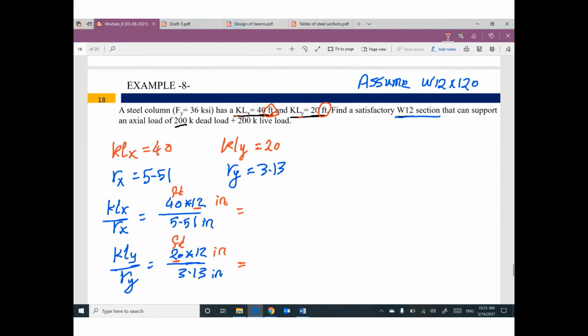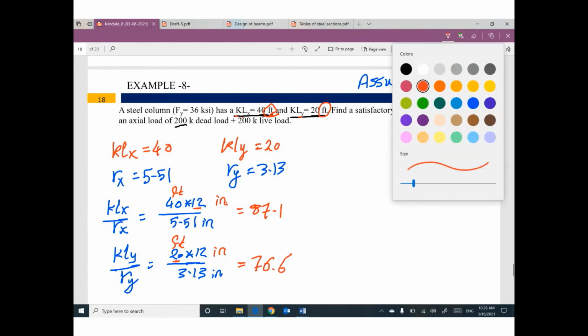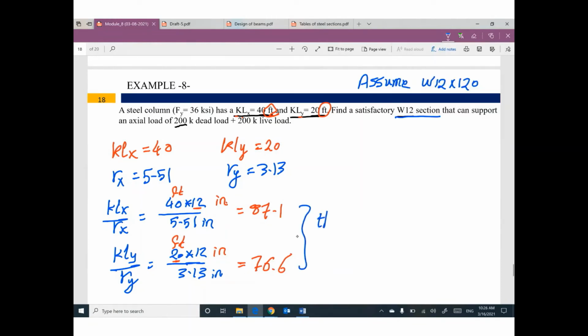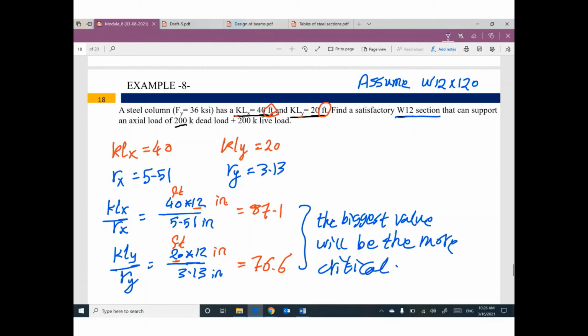So your number here will be 40 times 12 divide 5.51. It will be 87.1. The other one will be 76.6. The biggest value will be the more critical. I cannot say 40 is greater than 20, so I will use 40. No, we have to wait.